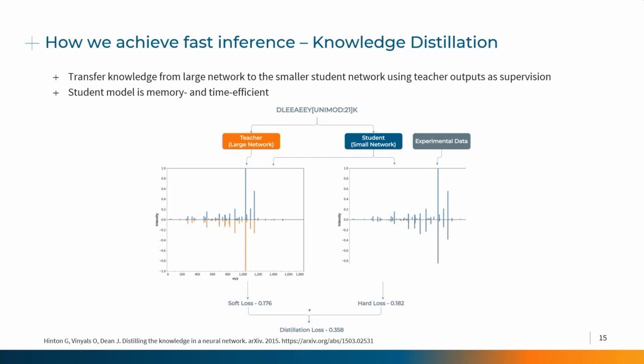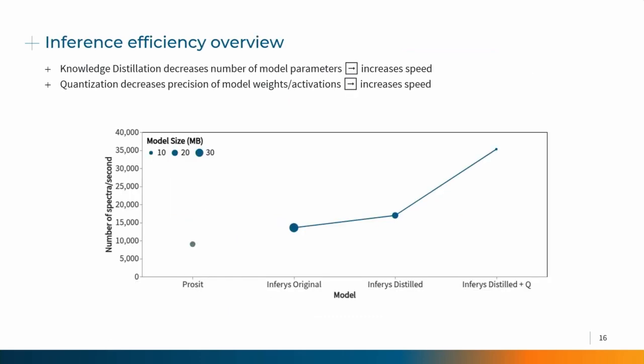And this helps us to retain accuracy and to not lose the speed. In the picture, we see how these two techniques affect our model. You see that distillation speeds up the model by 20%, and quantization speeds it up by 50% more.